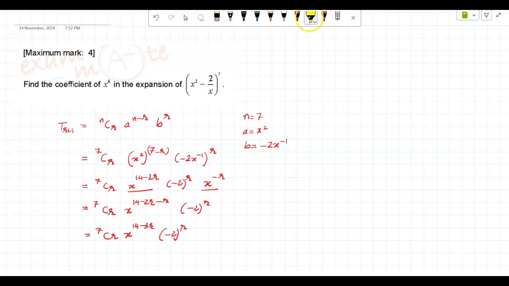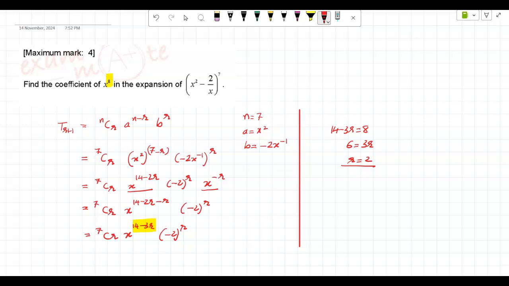14 minus 3r, and what is 14 minus 3r equal to? 8. So I got the answer. 14 minus 3r is equal to 8, so 6 is equal to 3r, and r is 2.